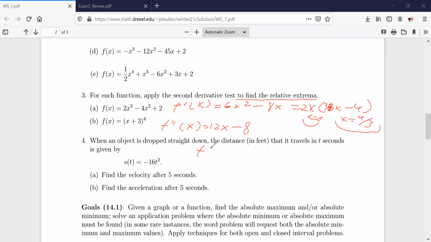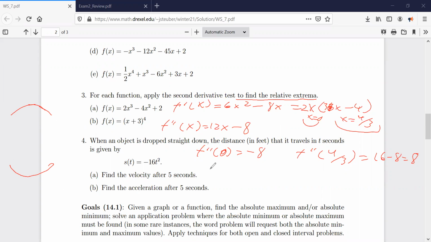So if I plug in f double prime of 0, that is going to be equal to -8. And if I do f double prime of 4/3, that is going to be equal to 16 minus 8, which is 8. So that tells me it's concave up at 4/3, and it is a min. It's the opposite of my intuition. And when it's concave down, it is a max, because it's switching from increasing to decreasing or decreasing to increasing.